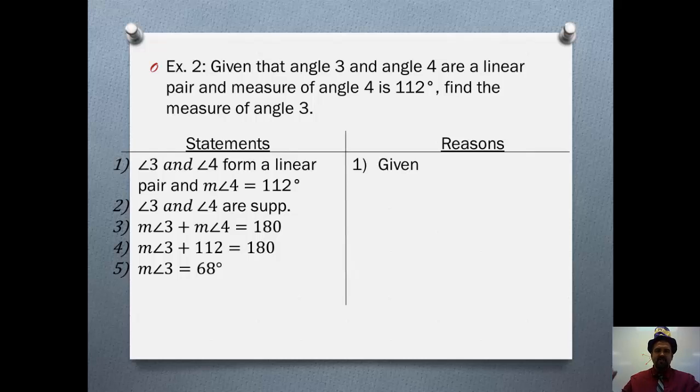But I haven't justified any of my reasons over there. All I've done is the work for why this is true. Well, from 1 to 2 here, I said that angle 3 and angle 4 form a linear pair. That means they are supplementary. That's not the definition of a linear pair. It's that linear pair postulate. If it's a linear pair, then they are supplementary.